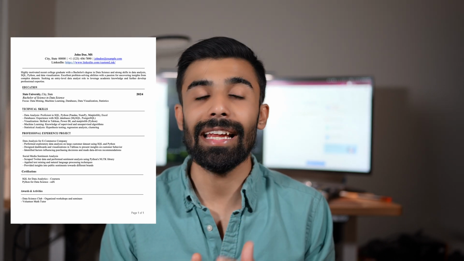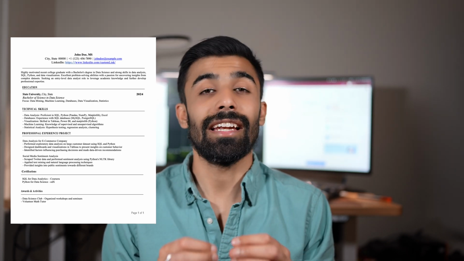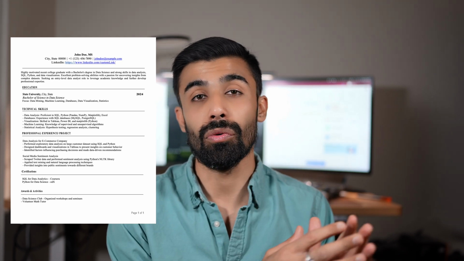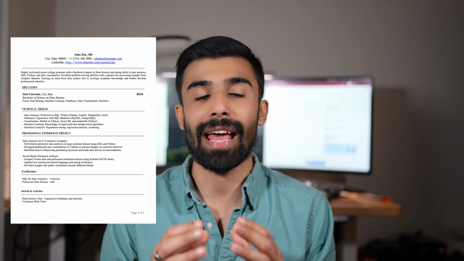Followed by that are the certificates. There are a lot of certificates out there, and if you have taken any data analytics or data science certification, make sure that you mention that. It is very important for a fresh graduate without any experience to mention their projects and their certifications, because it gives a very good idea about your skill set and about your experience to the recruiter when you are applying for a fresh or an entry-level data analytics position.